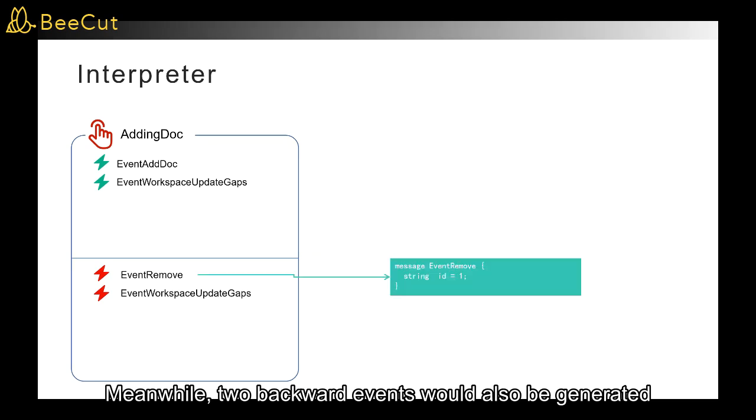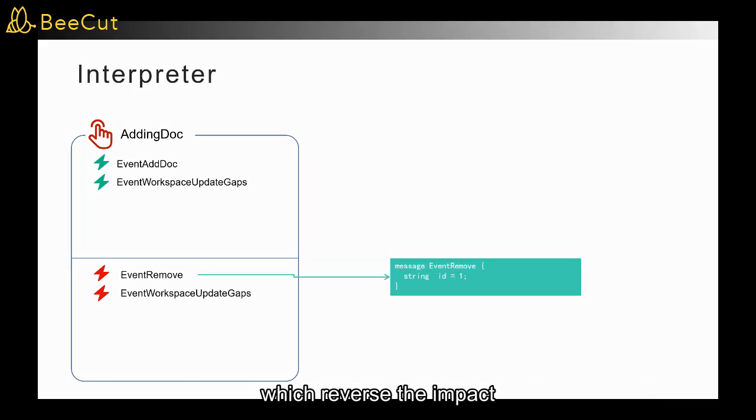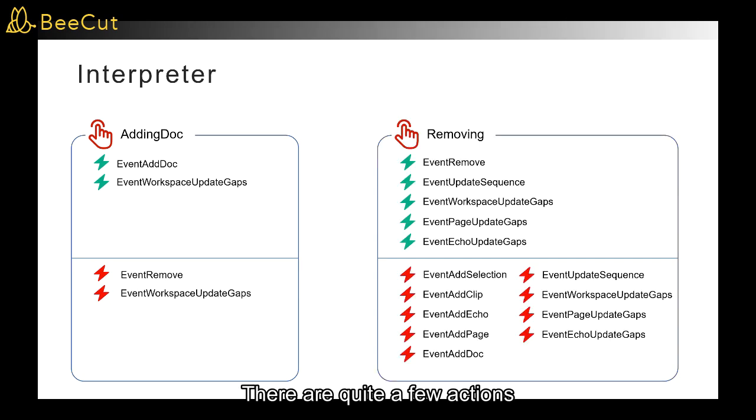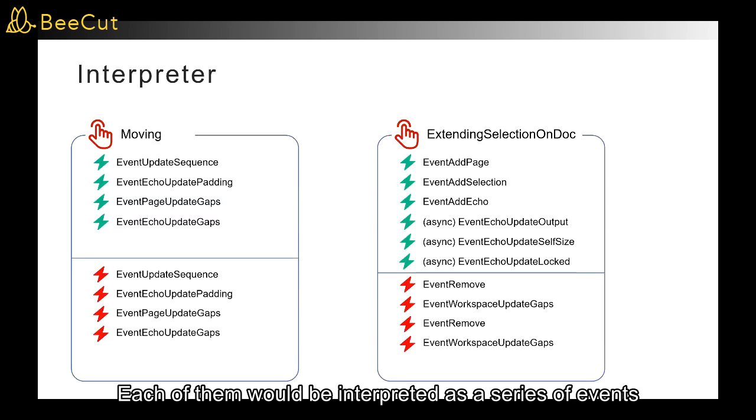Meanwhile, 2 backward events would also be generated, which reverse the impact, and they would be applied when the users want to undo what they did. There are quite a few actions. Each of them would be interpreted as a series of events.